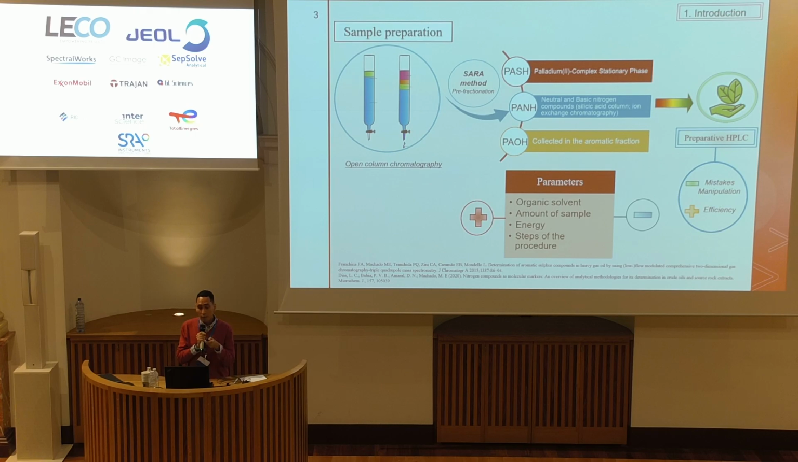First of all, the sulfur compounds are collected using the palladium-2 complex stationary phase. The nitrogen compounds are collected in 2 fractions, the neutral compounds and the basic nitrogen compounds, and for that the silicic acid column or the ion exchange chromatography is used. And the oxygen compounds are usually already collected in the aromatic fraction.